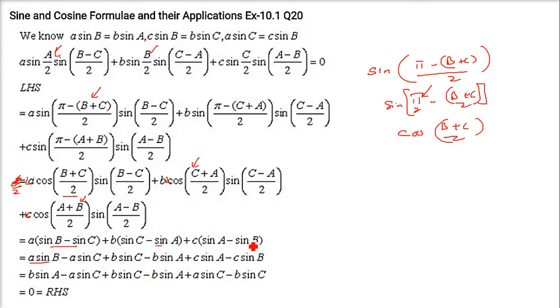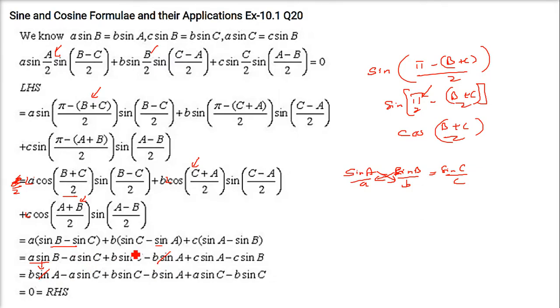Now see, as I told you in one of the discussions, a by sin a is equal to k, and b by sin b, and this is c by sin c. So in place of a sin b, I can write b sin a. I am writing b sin a here. When I write b sin a, this b sin a gets cancelled with b sin a.